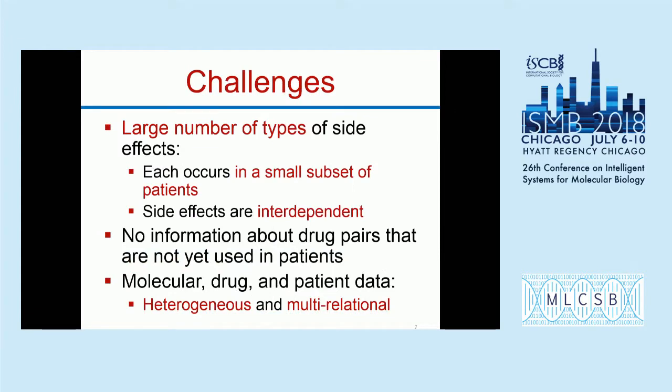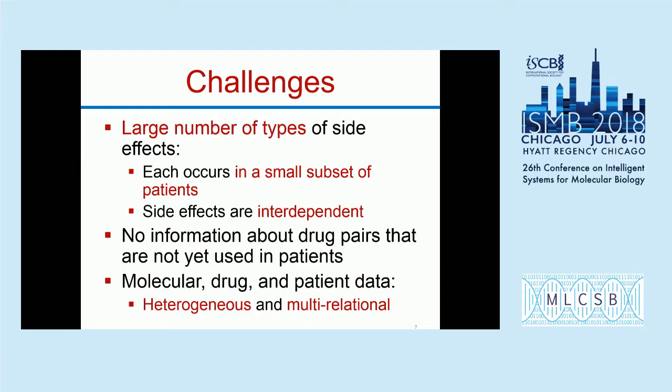So why is this a difficult problem? There are a number of challenges that need to be solved if we want to accurately predict side effects associated with drug pairs. First, there are thousands of different types of side effects that a patient can get, and each side effect actually occurs in a small subset of patients. Furthermore, side effects are interdependent. For example, if we take all side effects that affect a particular organ system, such as cardiovascular diseases, we could assume that they share some underlying common biological factors.